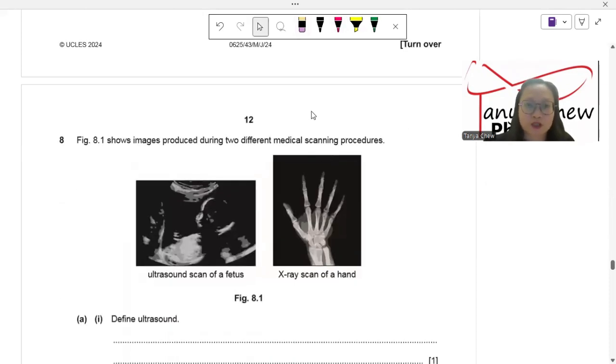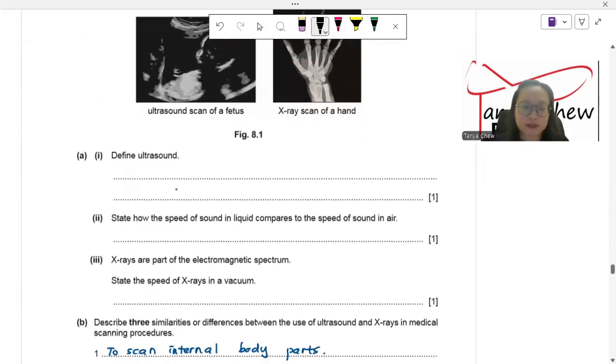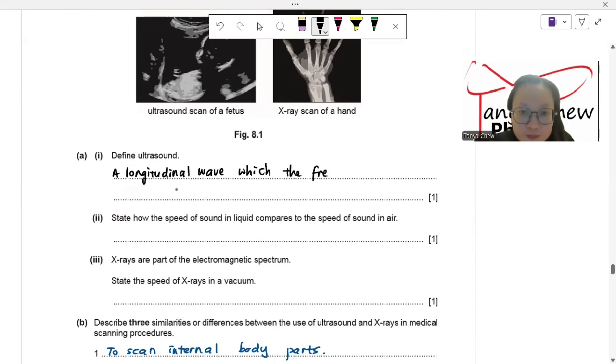Now, question number 8. Fig 8.1 shows images produced during two different medical scanning procedures. A, part 1, define ultrasound. Ultrasound is a longitudinal wave with a frequency above 20 kilohertz, above our normal human audible range. Do you know what is the frequency of the audible range of a normal human? It is 20 hertz to 20 kilohertz.